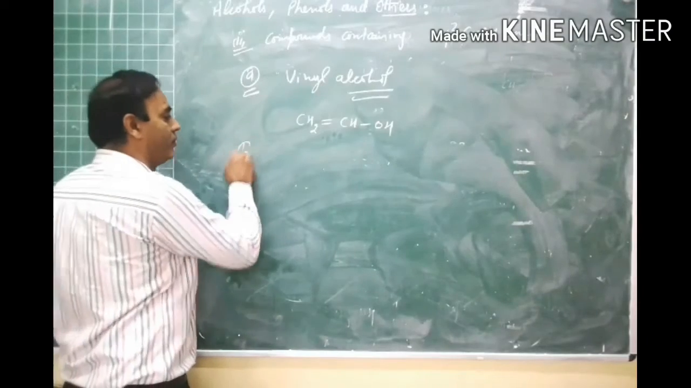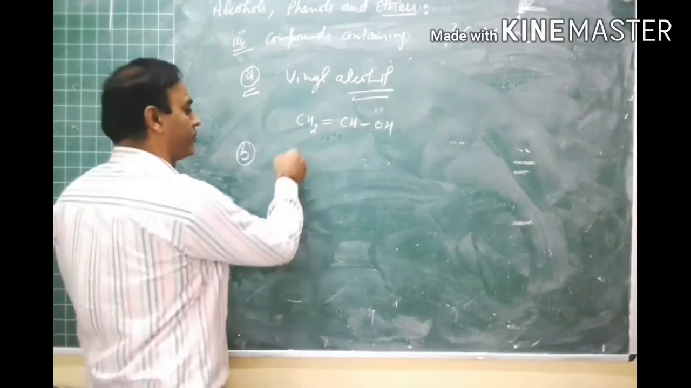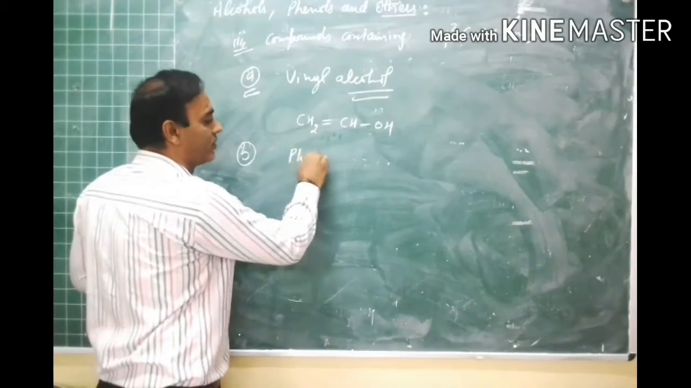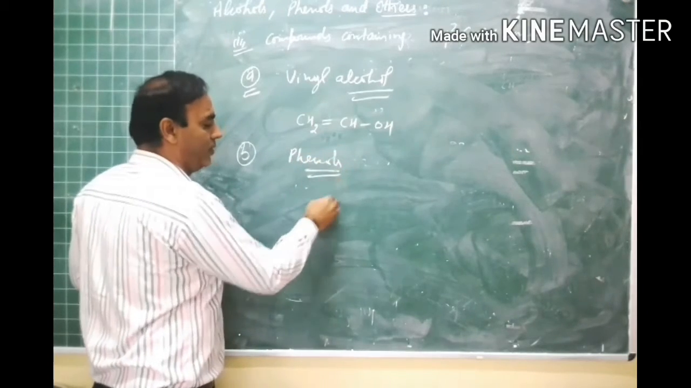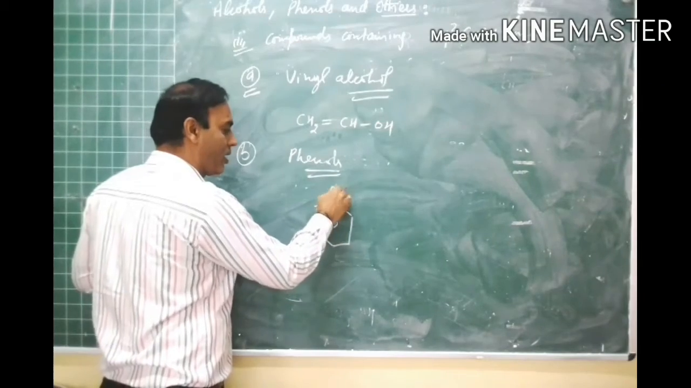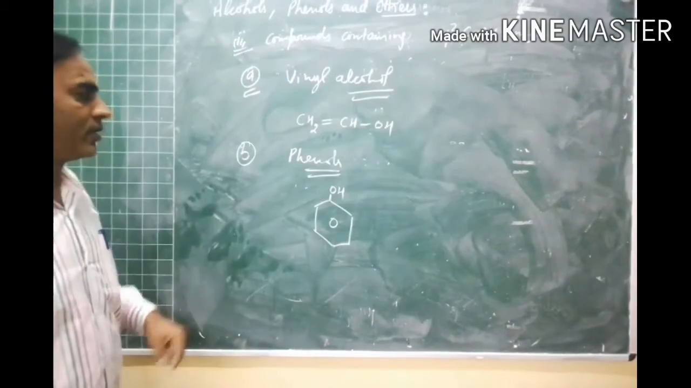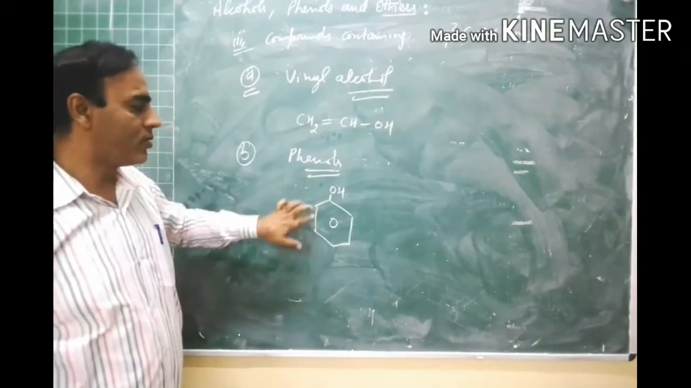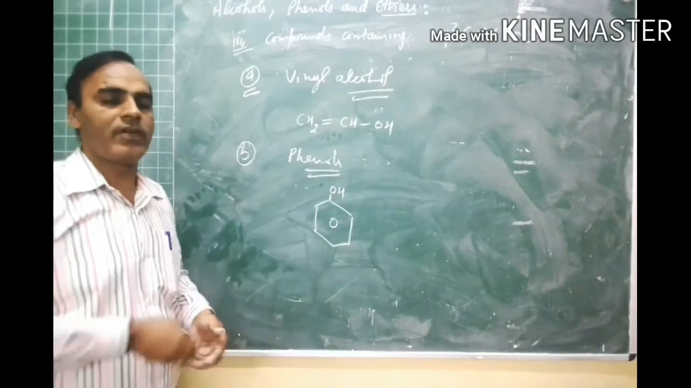Now another subtype, phenol. For example, if there is an OH group on the benzene ring, then this is known as phenol. Right? So in this the OH group is bonded to the benzene ring, and then this is known as phenol.